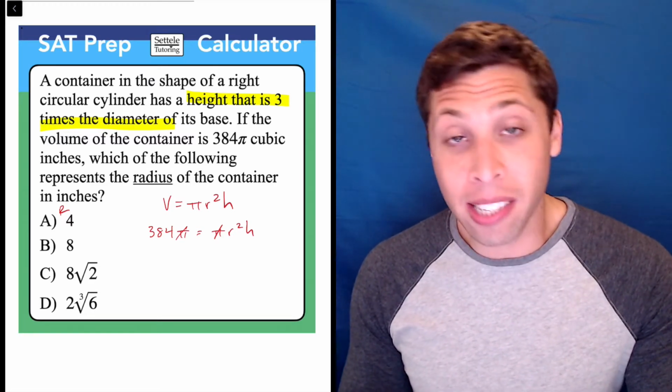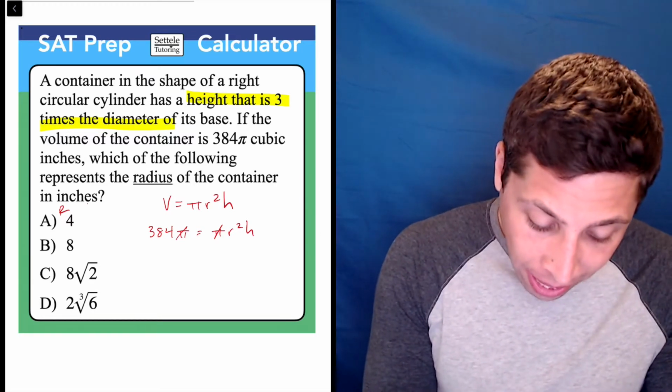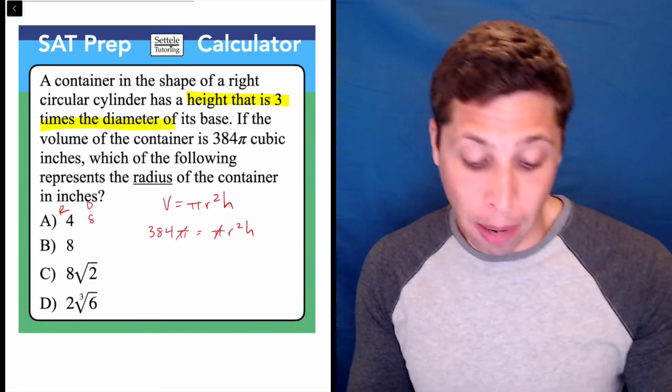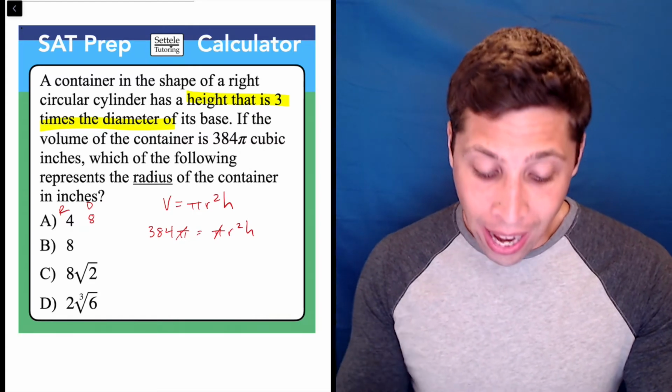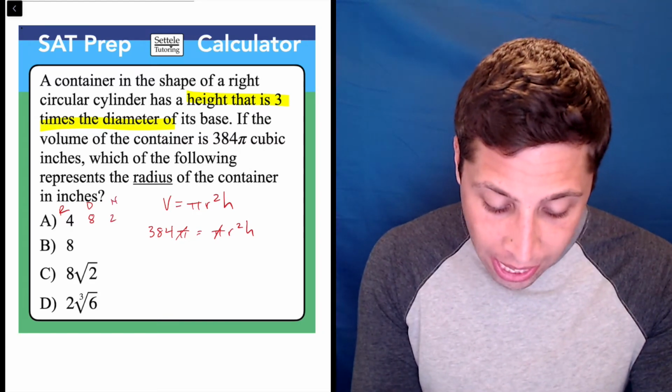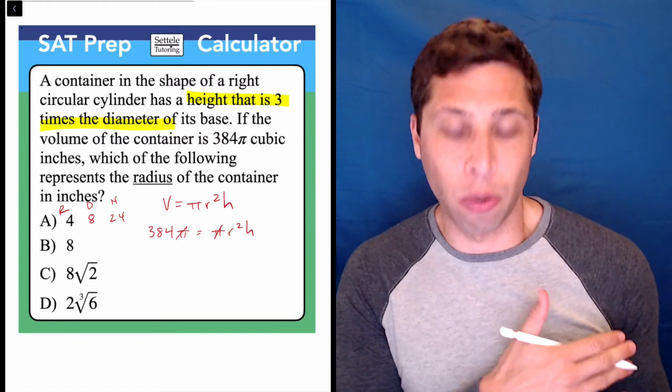So what does that mean? Well, if the radius is 4, then the diameter is going to be 8, right? Because the diameter is twice the radius. And then because of what I highlighted here, the height is 3 times the diameter, so the height is going to be 24. Notice how we're kind of staying organized here.